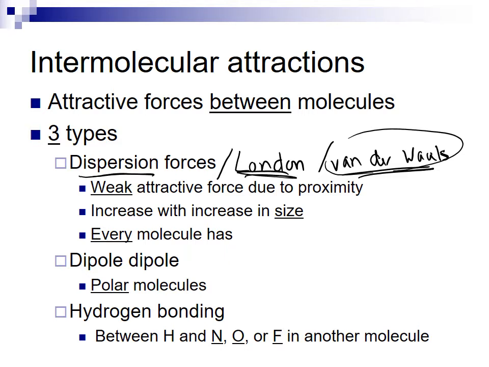These are really weak attractive forces due to proximity. So just because two atoms or molecules are close to one another, there's some London forces or some dispersion forces, these weak intermolecular attractions between them. Now, this will increase with an increase in size. And I want to clarify this. This is the size of molecules. So if you have really big molecules, you're going to have more of these dispersion forces than if they're really small. So when we get to looking at hydrocarbons, these dispersion forces become very, very important because we have really large molecules.